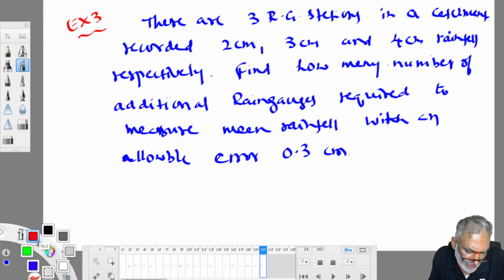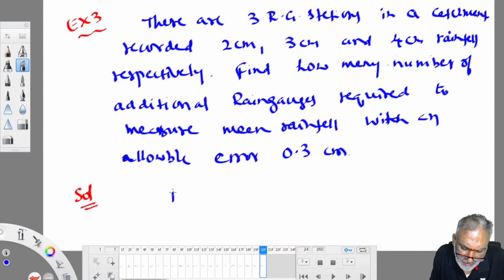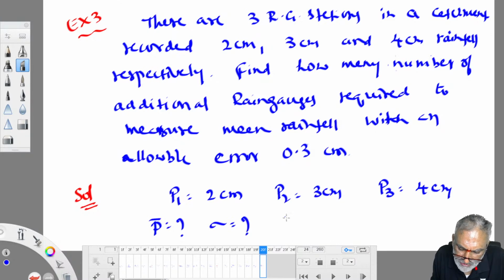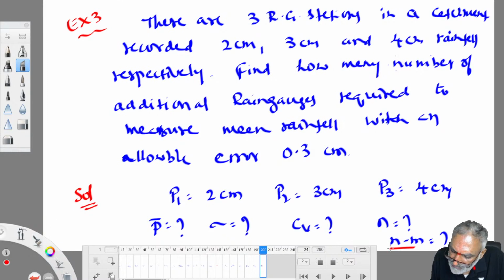So what is given to you? I'll help you. He has given P1 is equal to 2 centimeter, P2 is equal to 3 centimeter, P3 is equal to 4 centimeter. For this we need to find out what? P bar, standard deviation, then coefficient of variation, then optimum number, then additional number. How to find additional number? N minus M. This you have to work out. Until you know N, what is M? M is already known. M is equal to 3 stations. N value is to be found out. So I have given a hint to you, then find out. Come on fast. Calculator also not required. Without calculator you can manage.